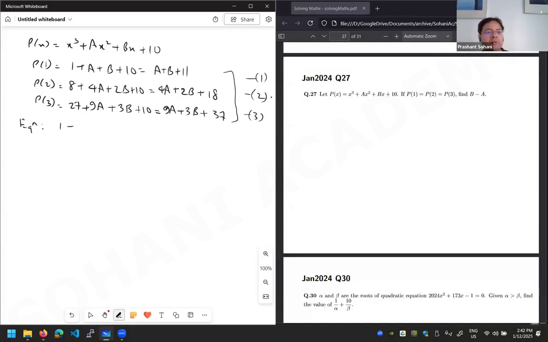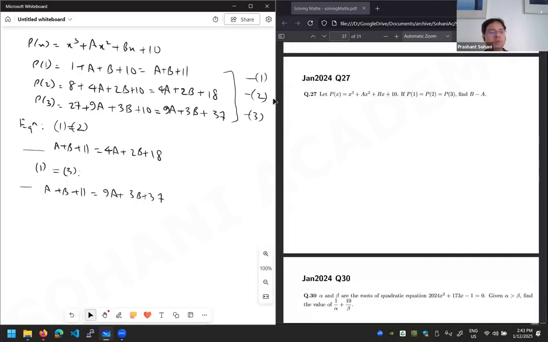by comparing 1 and 2, right? So the first two are equal. So therefore, what I'm going to get as the equation is a plus b plus 11 equals 4a plus 2b plus 18. This is my first equation. And then similarly, I can compare 1 and 3 to get the second. Okay, so these are my two equations and two unknowns.